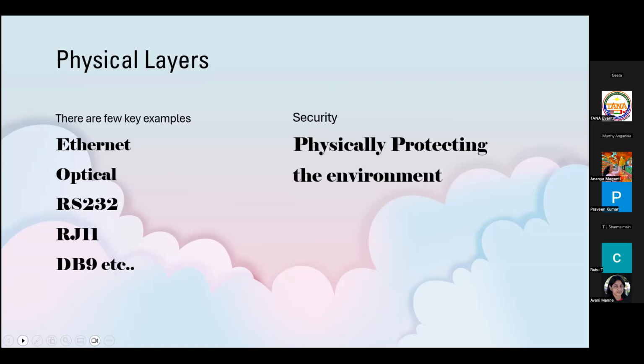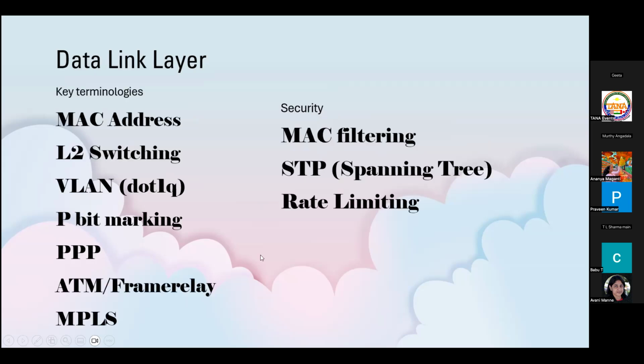Then when we go to the next layer, which is the data link layer, here we can do some protection, some security we can think about here. So what does this data link layer do? From the physical layer, the next step is the data link layer, where the MAC address is the key thing. MAC address is a media access control address. It is a unique address. No two addresses are the same, it is like a fingerprint.